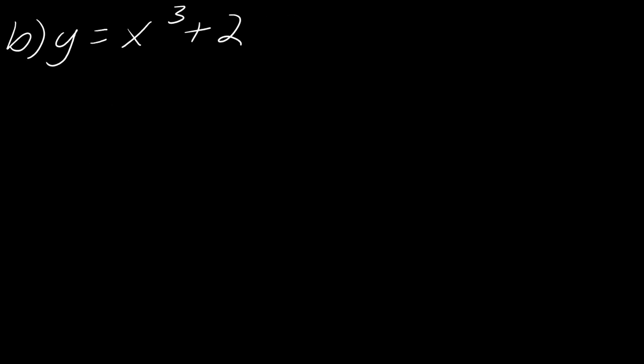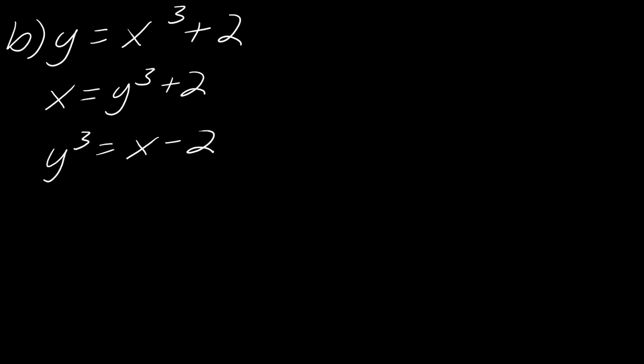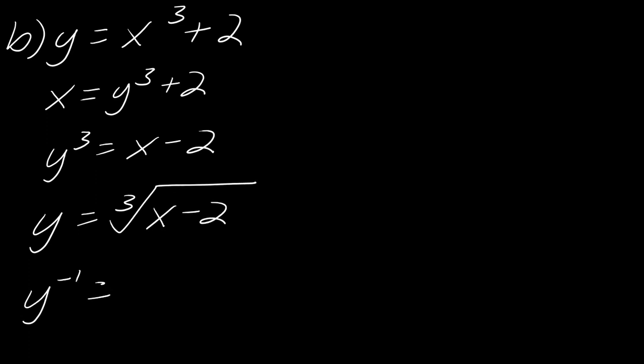And now for the other one. Once again, I flip my x and my y, so I have x equals y cubed plus 2, and then I solve for y. I subtract the 2, so I have y cubed equals x minus 2, and then y equals the cube root of x minus 2. Now I just put the inverse notation on this like this. Okay, so I got my two inverses.